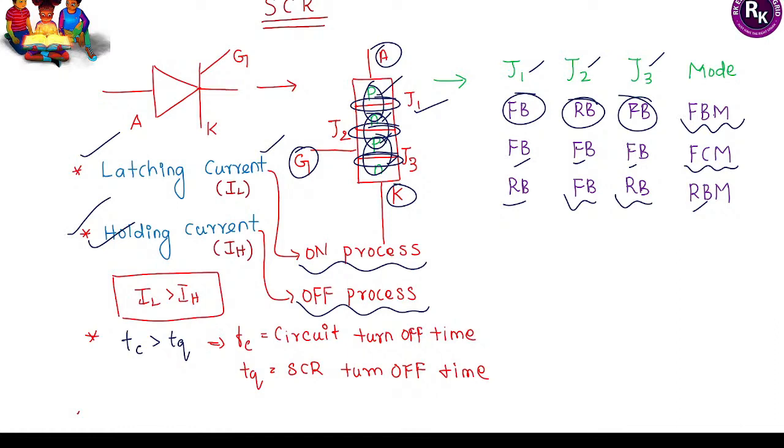That's all. Now you can always observe that the value of latching current is higher than the value of holding current for SCRs. Next, there are two types of times that we always observe in our SCR and its circuit. First one is circuit turn off time and another one is SCR turn off time. Here the condition for a successful combination is always that the value of circuit turn off time must be higher than the value of SCR turn off time. That is called a successful combination.